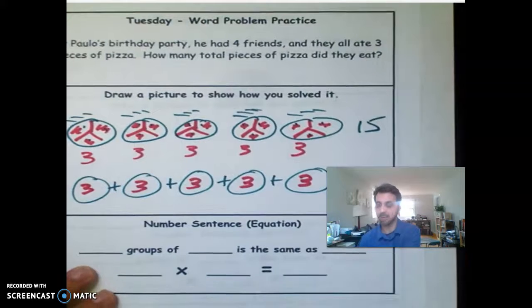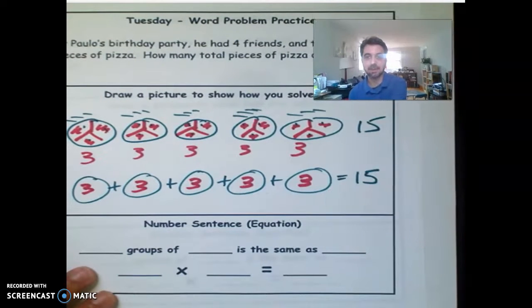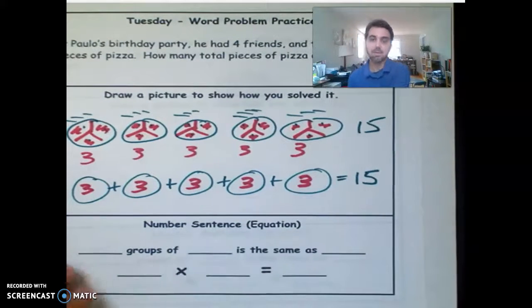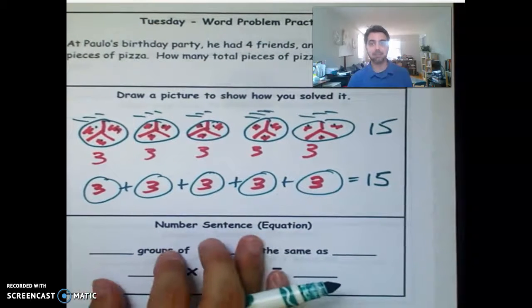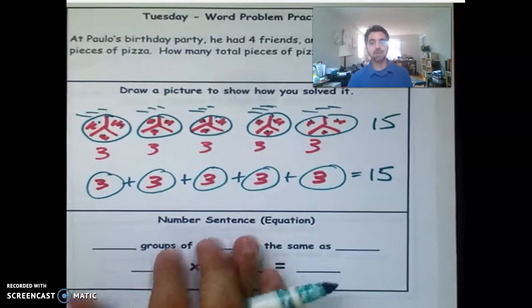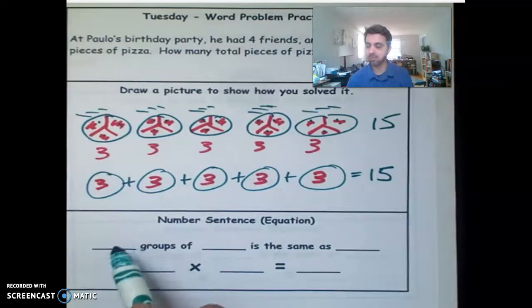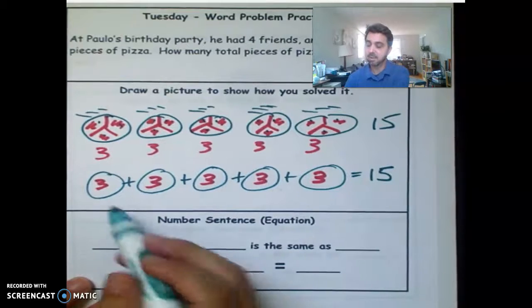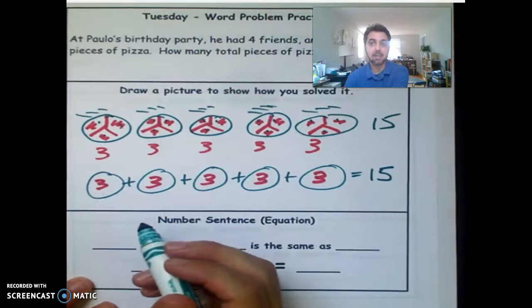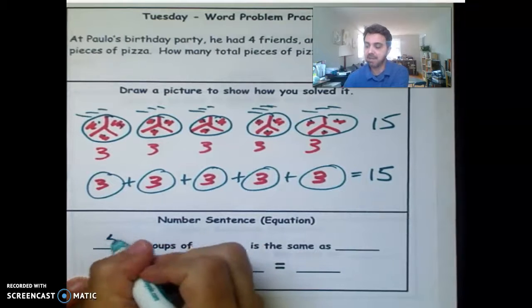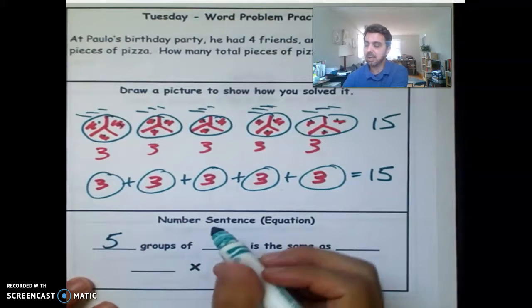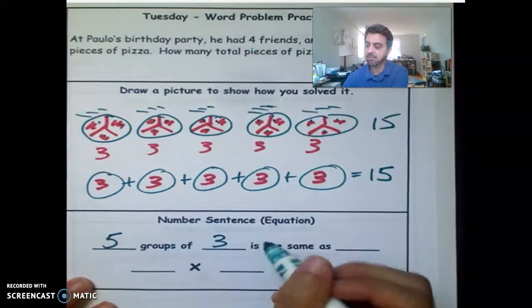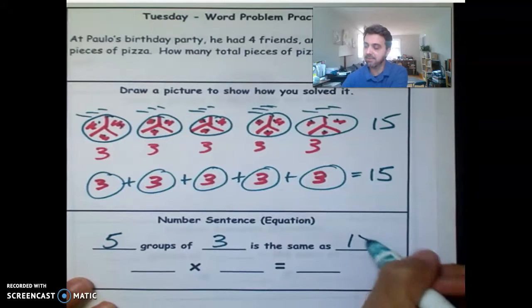Oh wait, let me move me out of the way again so you can see it. Okay? So the deal with multiplication is it's a really powerful way of solving problems more quickly, okay, and accurately. All right, so our number sentence here, we have how many groups? We have 5 groups or 5 people. In this case, your groups are your people. So there's 5 people, and they each ate 3 pieces. So 5 groups of 3 is the same as, we know, 15.